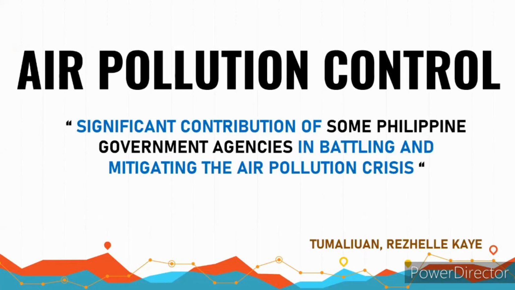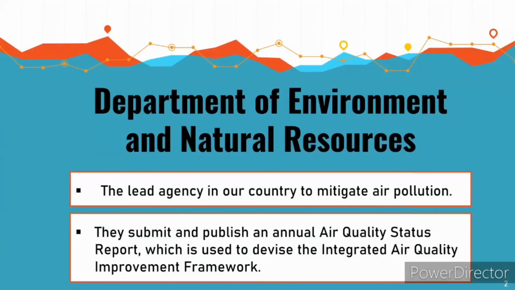So after the microscale aspect of controlling air pollution, let's proceed to discuss the macro scale of it, wherein it is the air pollution control in terms of the significant contribution of some Philippine government agencies in battling and mitigating the air pollution crisis. First, we have the Department of Environment and Natural Resources. This government agency acts as the lead agency in our country to mitigate air pollution.